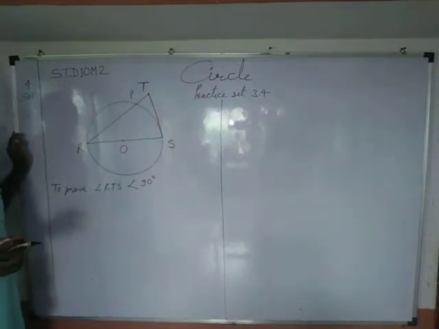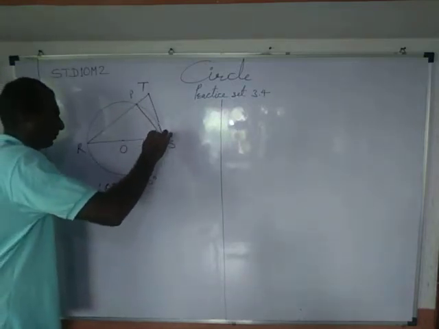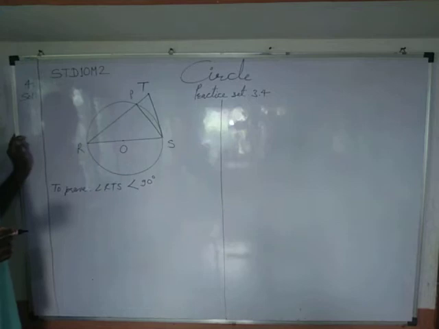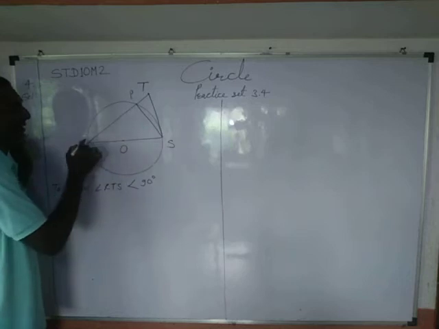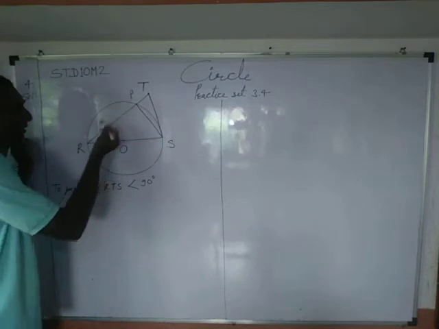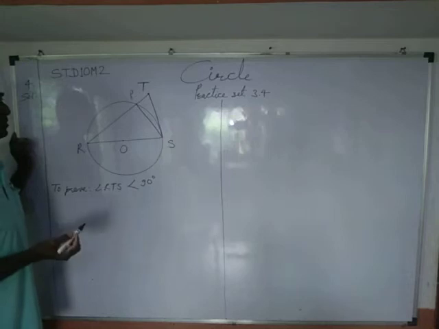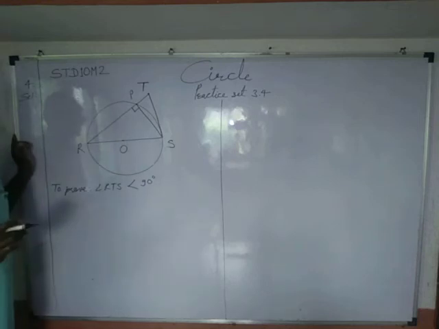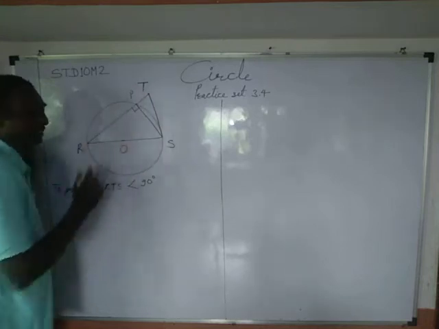Now if we draw seg PS, then we get an angle RPS. Angle RPS is an angle inscribed in a semicircle because seg RS is the diameter, and we know that a diameter divides a circle into equal parts. Each part is called a semicircle. Angle inscribed in a semicircle is a right angle, means angle RPS equals 90 degrees, and we are interested to show that angle RTS is less than 90 degrees.